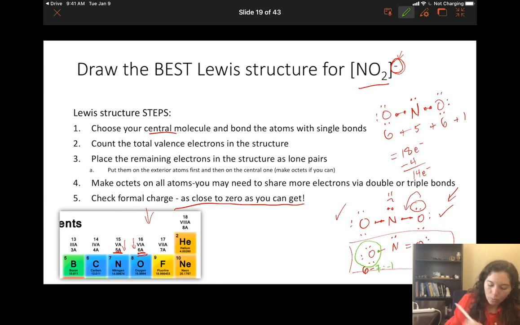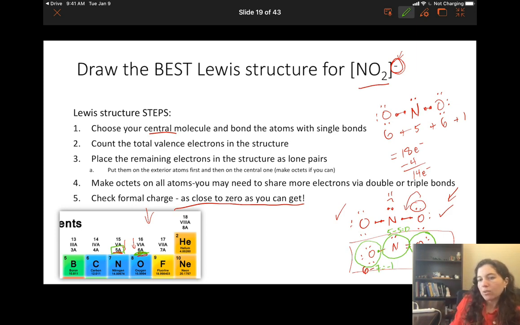Nitrogen wants 5. It has 2, 3, 4, 5. It's pretty happy at 0. Oxygen wants 6. It has 2, 4, 6, so 0. So what we've got here is a formal charge of -1 on our oxygen, a charge of 0 on our nitrogen, and a charge of 0 on our oxygen.